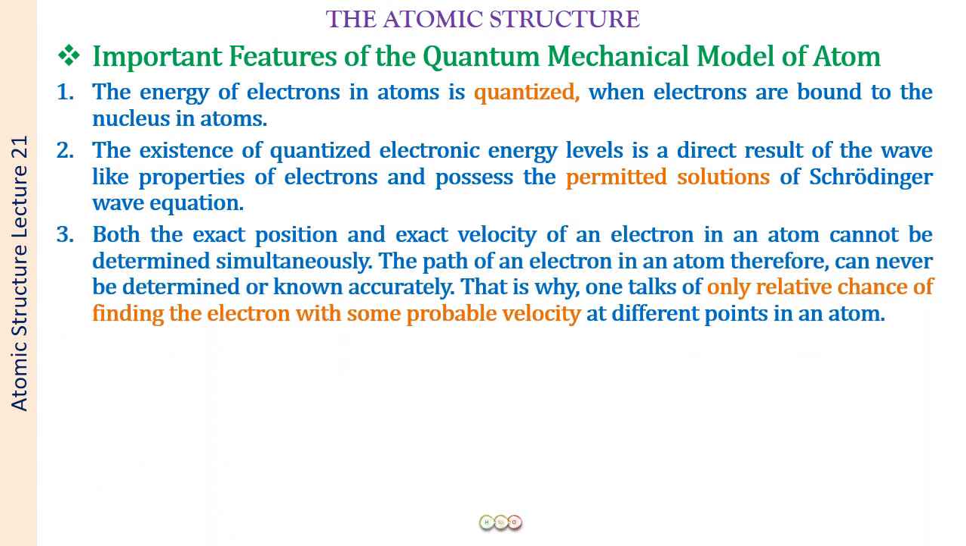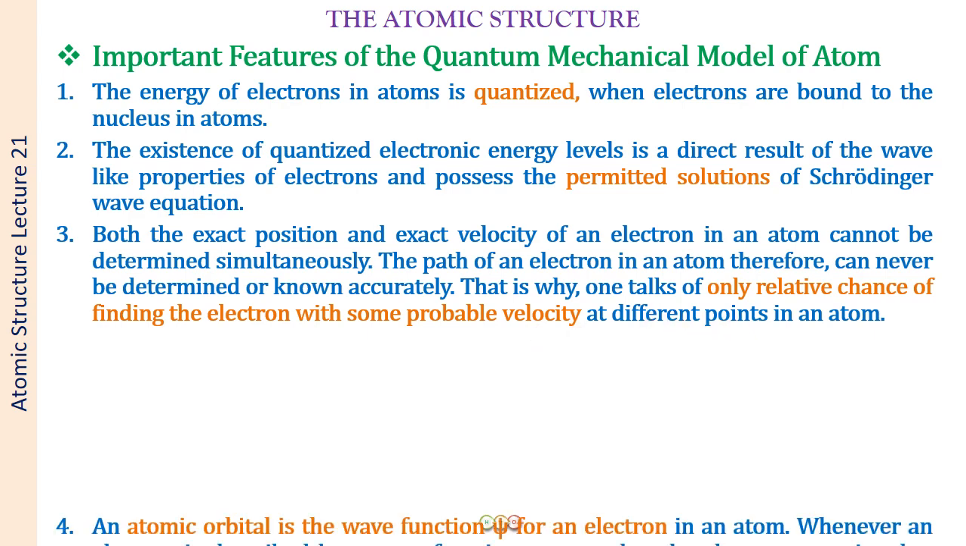And both the exact position and the exact velocity of an electron in an atom cannot be determined simultaneously. The path of an electron can never therefore be determined or known accurately, and we can only talk of the relative chance of finding the electron with some probable velocity at different points in an atom. Fine, I hope this is now clear.